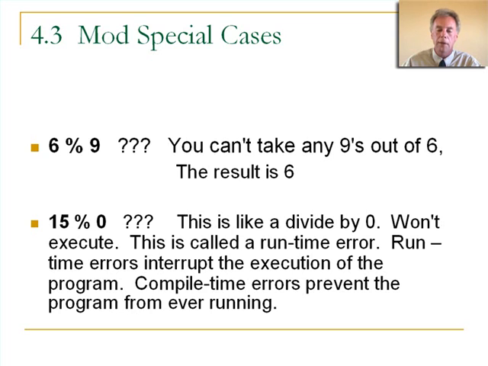The next special case is when we have 0 on the right-hand side of the modulus operator. How many 0's can you take out of 15? Well, this is like a divide by 0. And if you try to execute this statement at runtime, you'll get a runtime error. This is different from a compile time error, which happens when you are compiling the program before you even get to run it. So it's not a syntax error, it's a runtime error, an error that happens while the program is executing.